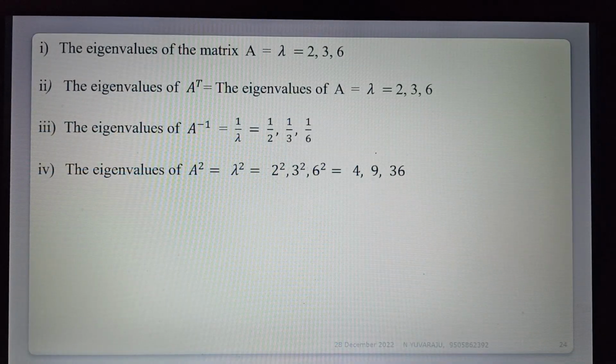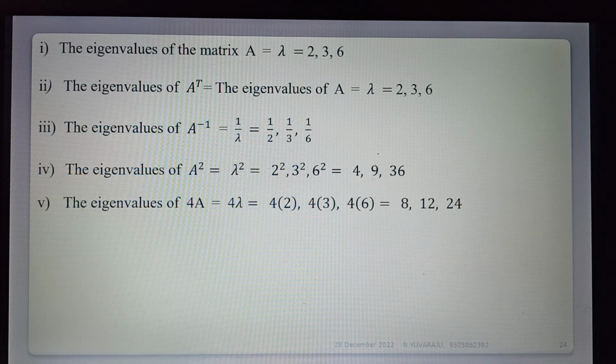Next, the eigenvalues of A square. The power of A is 2, so the eigenvalue is also raised to power 2. Lambda square means 2 square, 3 square, 6 square, that is equal to 4, 9, 36. Next, the eigenvalues of 4A: 4 multiplies the eigenvalue, 4 lambda, so 4 into 2, 4 into 3, 4 into 6, that is equal to 8, 12, 24.